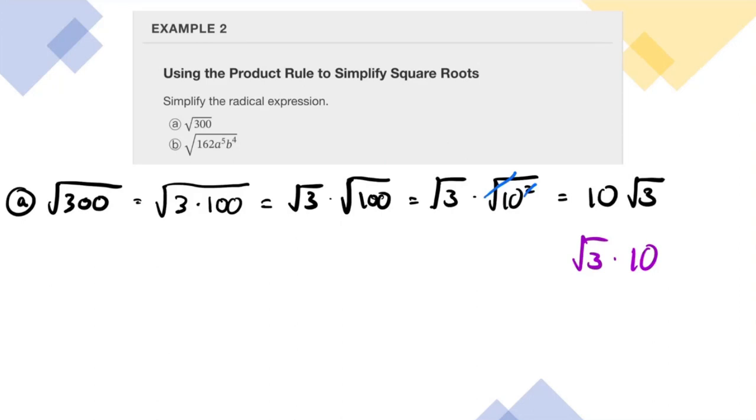All right. So I've intentionally moved the 10 in front of the radical, so it's clear that the 10 is outside of the radical. Let me just erase this. Okay, so we got a result of 10 times the square root of 3. So this is the result we got there.